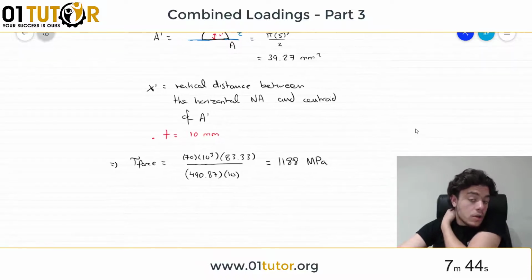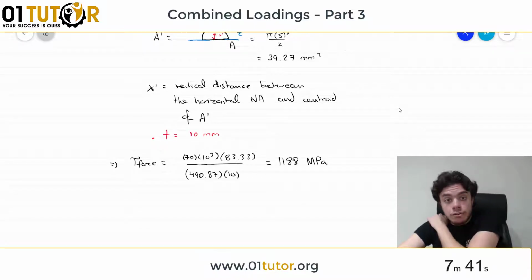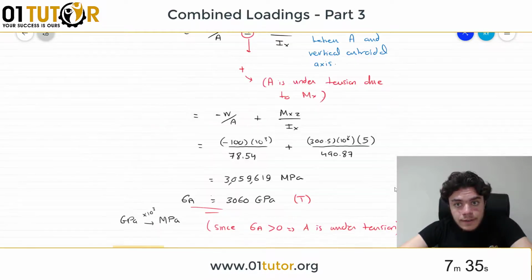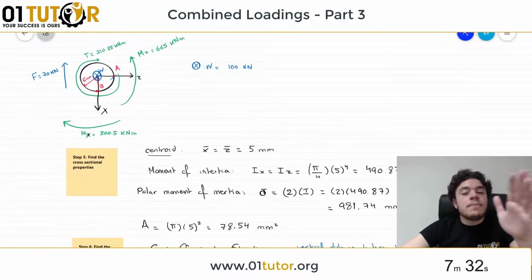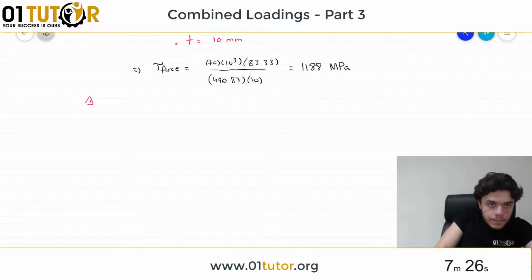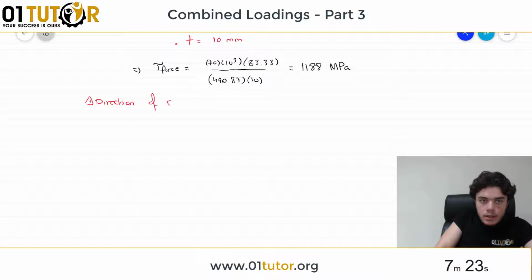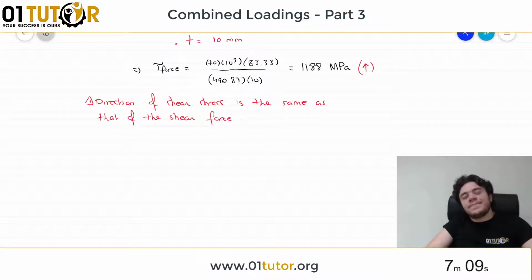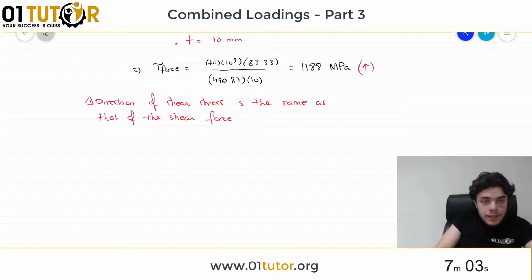It's not sufficient to find the magnitude, we have to find the direction of the shear stress also. It's going to be important later. So the direction of the shear stress follows the same direction as the shear force, remember, right? So when I put this as a remark, direction of shear stress is the same as that of the shear force, and it's going to be upwards. But this is not it. We're not done yet. We still have the effect of the torsion.